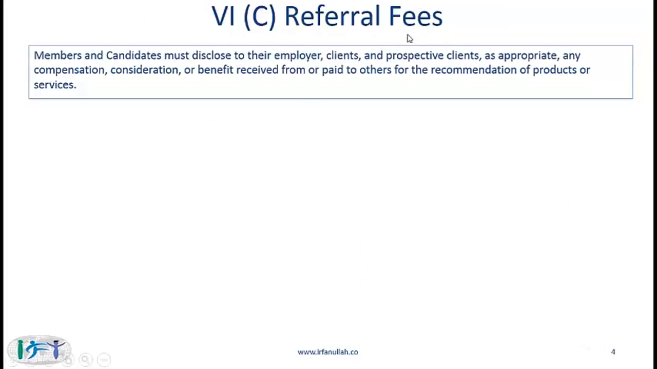6C, referral fees. Members and candidates must disclose to their employer, clients, and prospective clients as appropriate any compensation, consideration, or benefit received from or paid to others for the recommendation of products or services. Before we get into the guidance, let's make sure we understand the concept here. And this point has been discussed earlier in other standards, but it is important enough that a full standard is dedicated to the concept of referral fees.